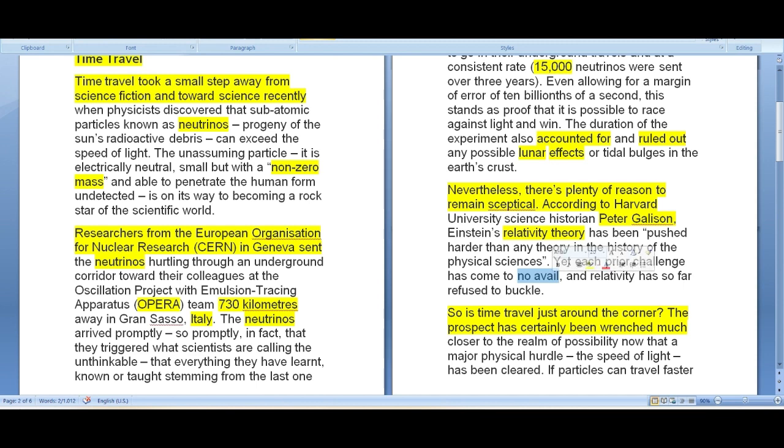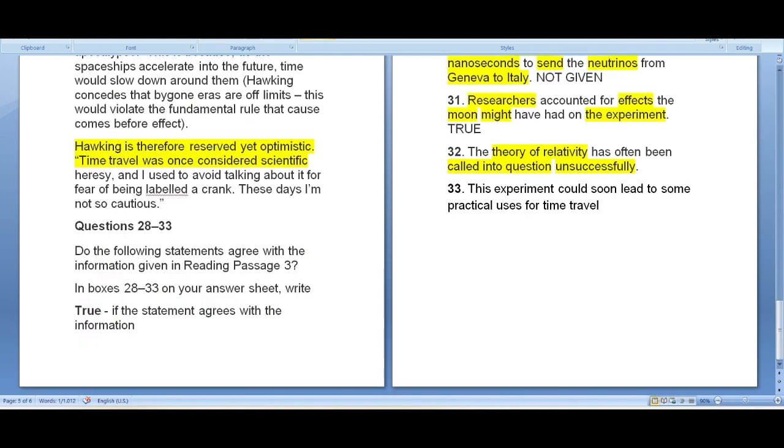So what does that say, guys? It's okay, the language is a little bit, let's just say you might not know all the words, but from the context, we have a yet here. But, however, what do you get from that? Was it successfully pushed harder? No, it wasn't. What was it? Unsuccessfully. So definitely it's not a not given. It is true.